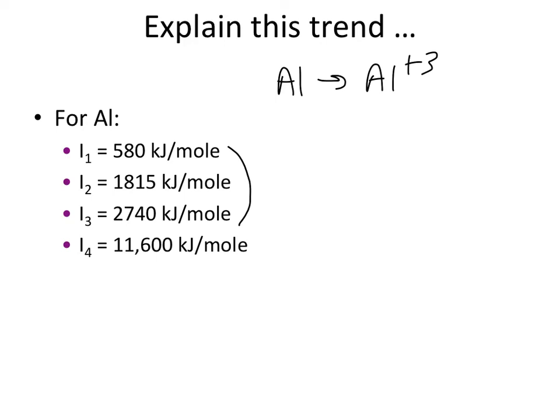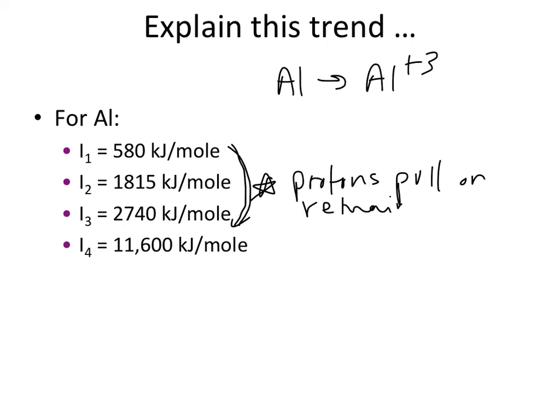And we expect that to become more difficult as you move through the removal of each electron, because as you remove electrons, the proton number stays the same. So as I remove one electron, the electrons that remain are held more tightly by the nucleus. So we expect these three to increase as we go through the removal progression. Okay, so this is normal. We expect this because of the fact that the protons pull on remaining electrons. So this is logical.